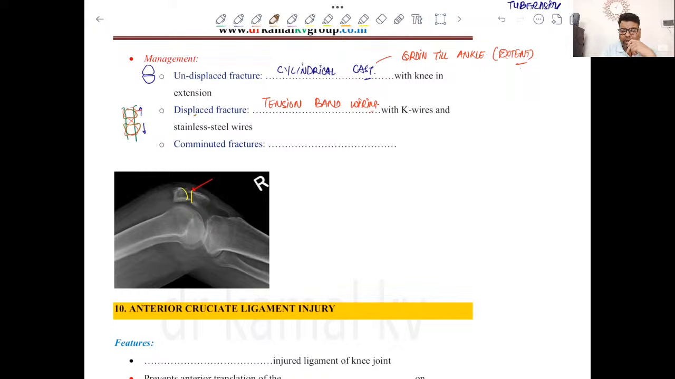And for comminuted fractures, meaning too many fracture fragments, we need to remove some part of the patella, and that surgery is of course known as patelectomy, right? So this is patelectomy. I think all of you must know what is ectomy. Ectomy means surgical removal, okay? So depending on the type of fracture, you will decide the line of treatment.